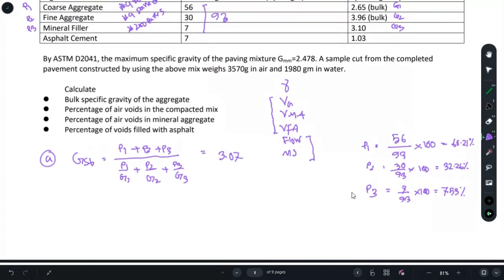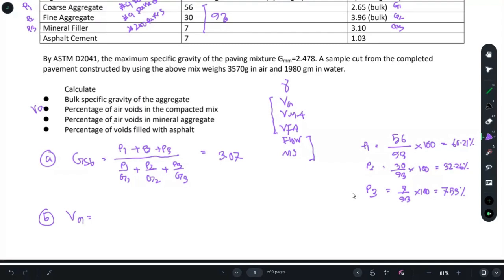So next thing is that you want to find out the value of VMA. Sorry, VA, the percentage of air voids in a compacted mix. So let's find that out. Let's say this is our second problem, and for that, it's actually the percentage of air voids compared to the volume of total mix, not just the aggregate. So keep that in mind.